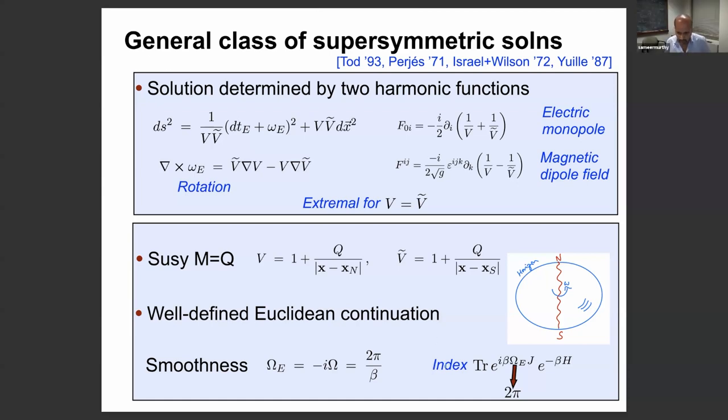Now, the point I wanted to make was that this beta omega equal to 2 pi is exactly what you need for the index. Because remember, the index was minus 1 to the F, which is e to the 2 pi i J times e to the minus beta times the Hamiltonian. So that's perfectly consistent. What this is saying is that the smooth solution exists as a saddle point of the index. Okay, it's not a revelation because this had Killing spinors. So it's natural that it contributes to the index, but it's nice to see everything work out properly. Okay, any other questions? Very good.